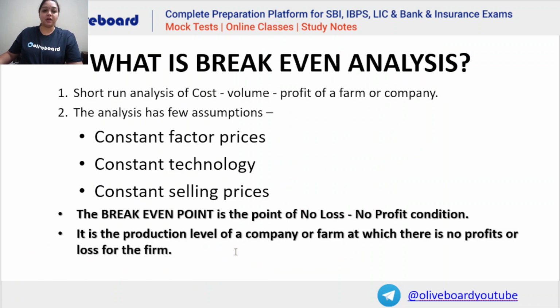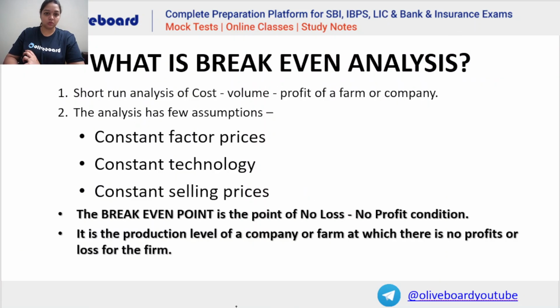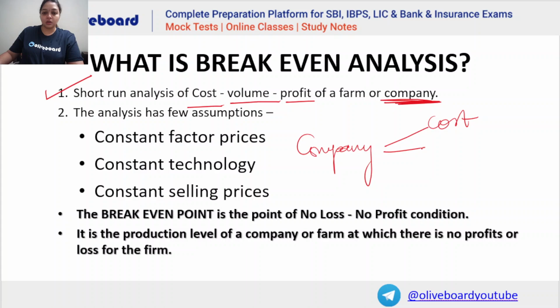So what is break-even analysis? The next type of financial statement analysis is break-even analysis, right? So it's a short run analysis of cost, volume and profit. See, we are talking something about a company. I think it is very, very important that you understand that we are talking from the point of view of a company, right? So here there are three things. There is a company, its cost is there, then its volume is there. Volume means volume of production, how much quantity we are producing, and profit.